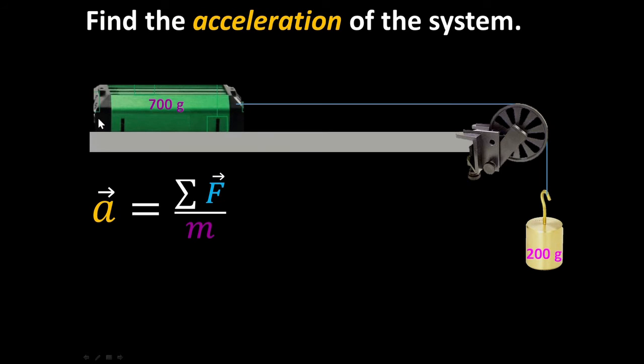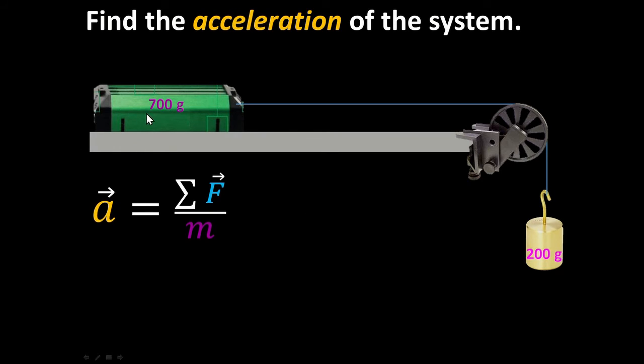So we have this cart. It's on wheels that are very, very low friction, a pulley here with very, very little friction, and we're going to hang 200 grams off the end of this. And the cart has a mass of 700 grams. We would like to figure out how fast it's going to accelerate.